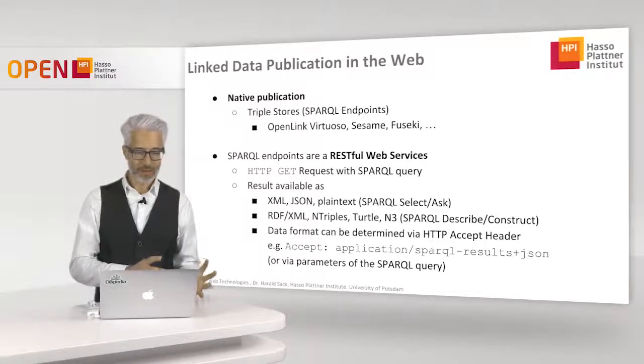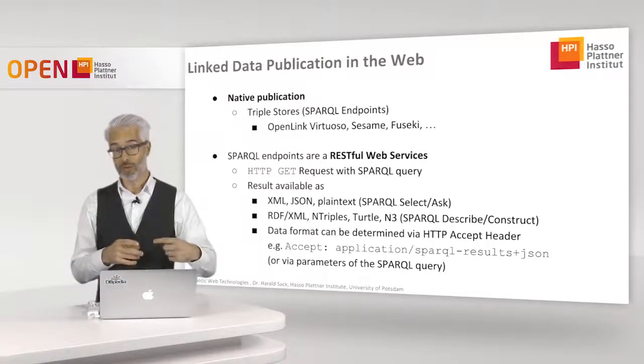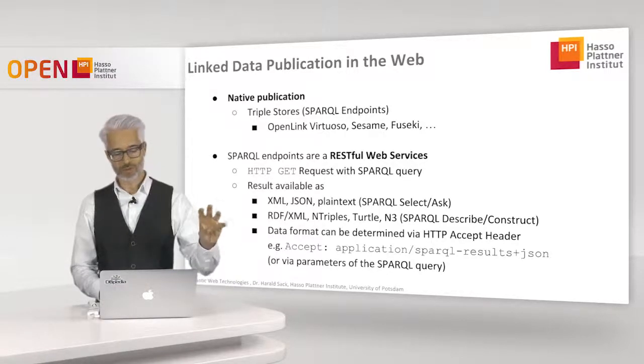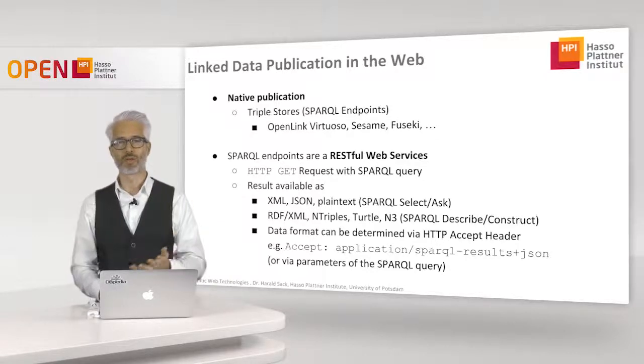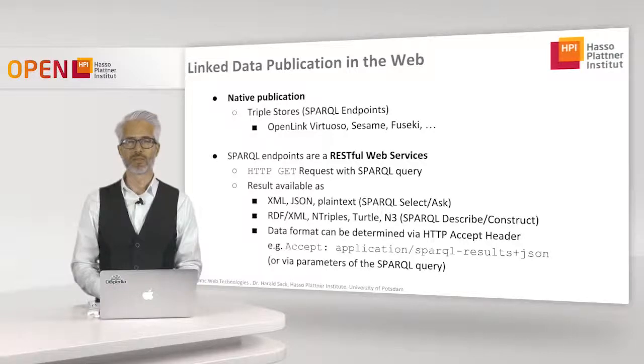So you use an HTTP GET request, with which you can formulate your SPARQL query. And then with this RESTful web service, you are able to receive a result, for example, in XML, JSON, or plain text when you do SPARQL SELECT or SPARQL ASK. But you can also get real triple data formatted as RDF/XML, N-Triples, Turtle, and so on if you use SPARQL DESCRIBE or SPARQL CONSTRUCT.